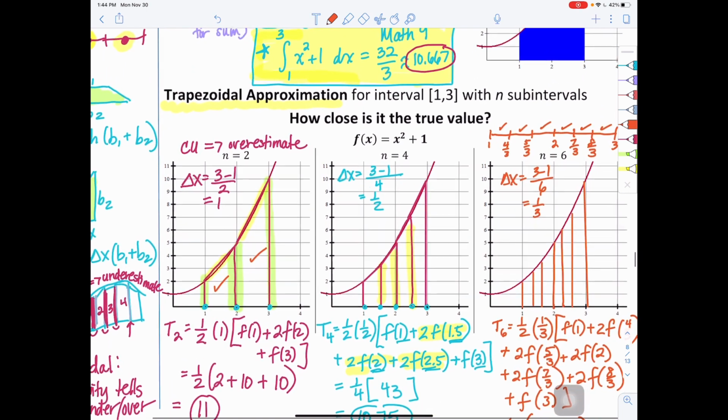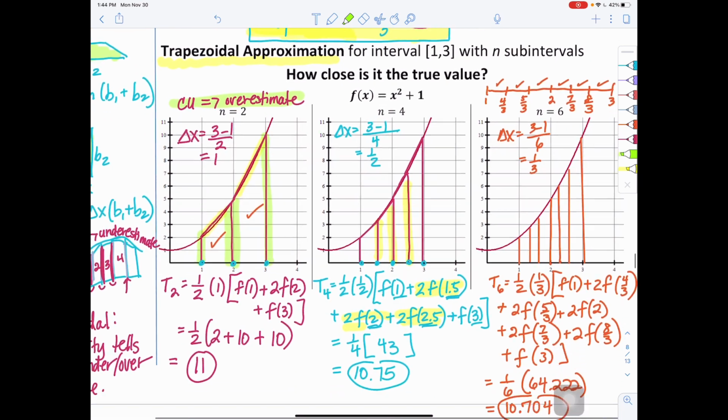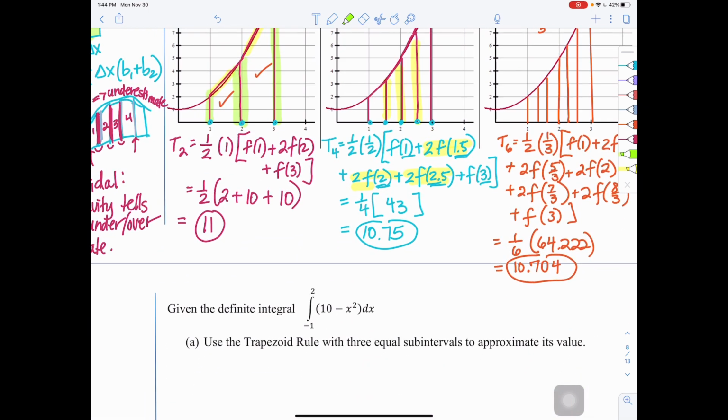The actual area under the curve is 10.667. We said we were concave up, so we were definitely an overestimate. We should be above the actual. Actual is 10.667, and we had 10.704. So as you can see, we're closing in on that actual area under the curve. So make sure you are practicing these methods with your calculator so that you are comfortable knowing how to compute each one of these, okay?